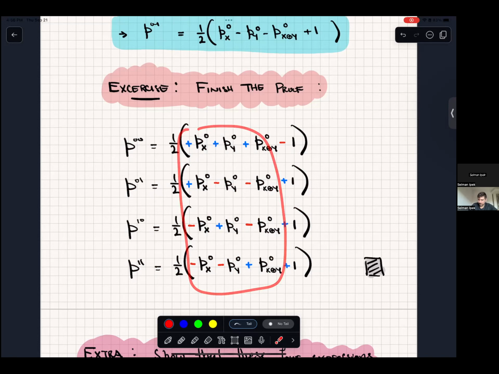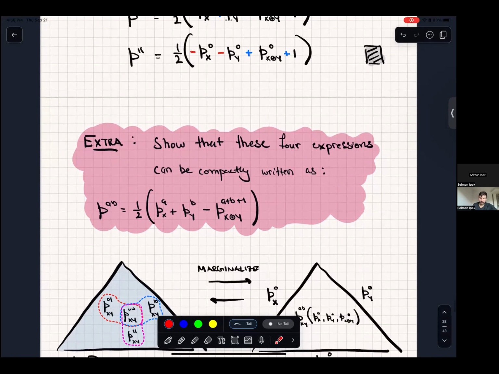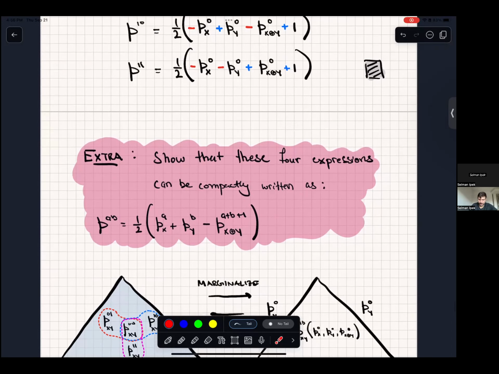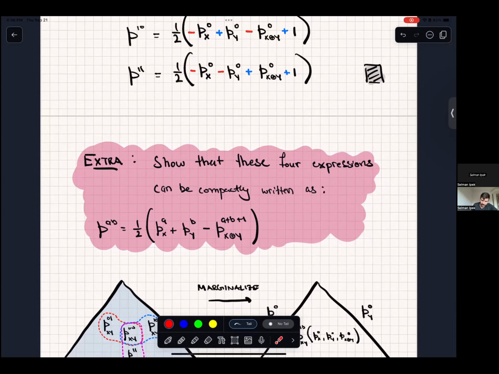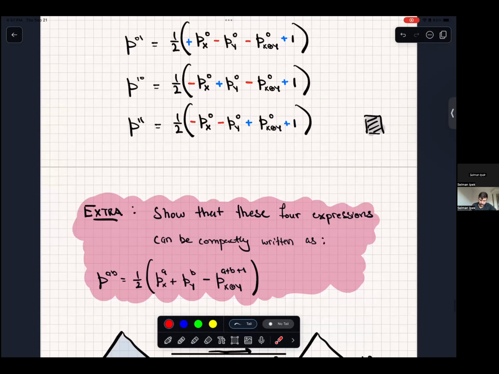And then you also get these minus 1 plus 1s. In fact, you can compress this expression down into just one expression. PAB is equal to 1/2 PXA plus PYB minus this. So as an extra bit of unassigned homework, you guys can try to show that these 4 equations emerge precisely from this expression right here, which is a little bit more compact.